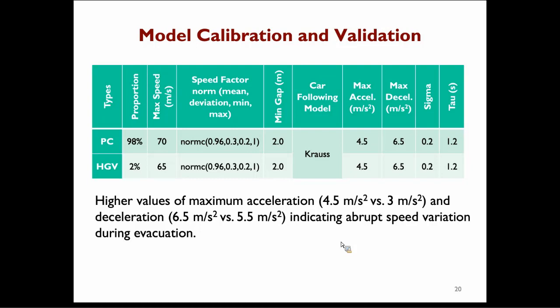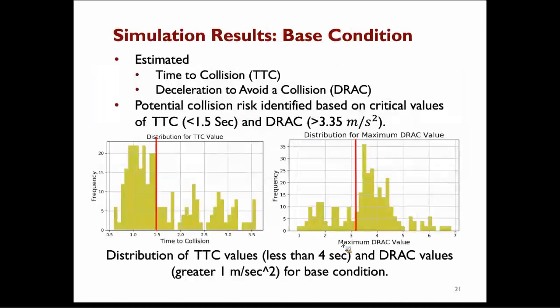So what we did is that we used this evacuation base condition. We estimated a base condition of traffic simulation, and we estimated some proxy variables. The proxy variables for potential collision risk are time to collision, TTC, and deceleration rate to avoid a collision, DRAC values. So we measured those values, and we said that there is a potential collision risk if TTC is less than 1.5 seconds and the DRAC value is greater than 3.35 meters per second squared.